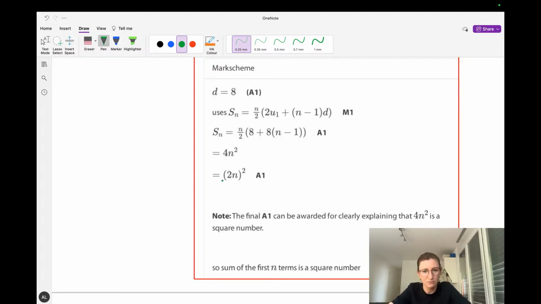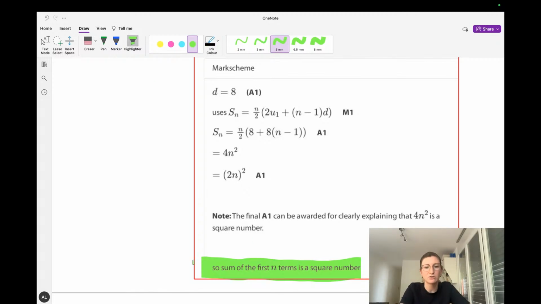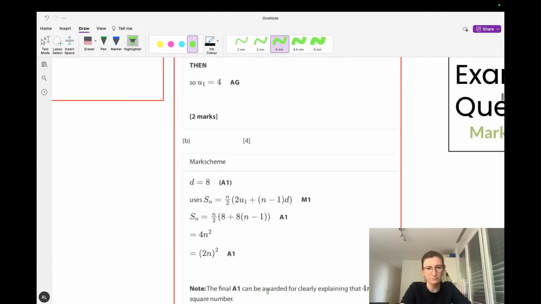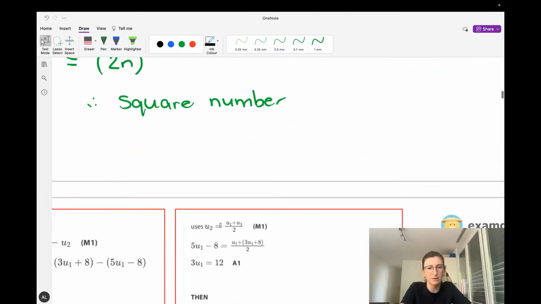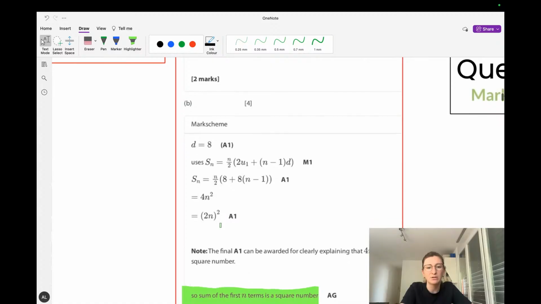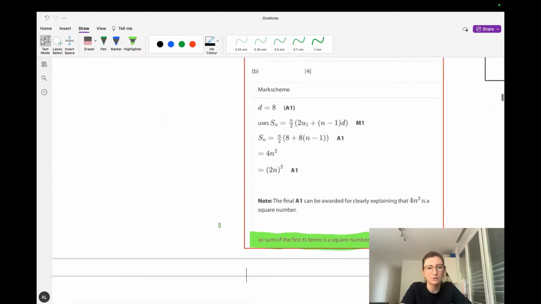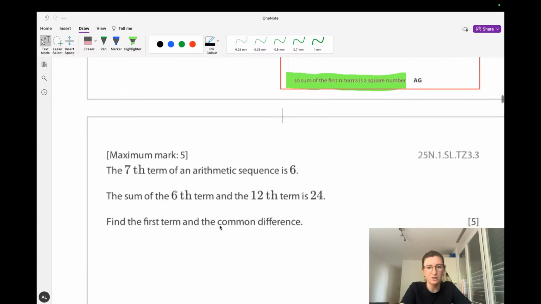So it's easier just to write it there. And don't forget to say at the end, you have to conclude it. So the sum of the first n terms is a square number, like I did here. So therefore, a square number. Mine was a bit lazy, but don't forget to conclude your sentence. You don't get a mark for it, but you do need to show it.